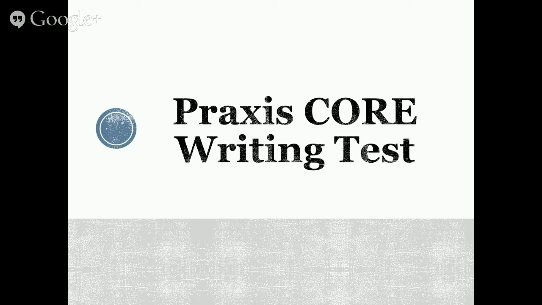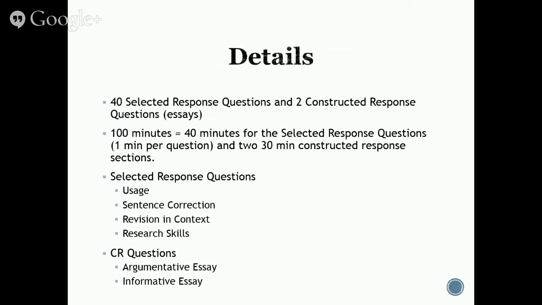So let's take a look at what makes up the writing test. The writing test, you'll have 40 selected response questions and 2 constructed response questions that will be essays. You have 100 minutes to take the entire test, and like I said, this is usually at the end. So I have seen a lot of people not pass this section because they were just exhausted by the end of the test when they got to the section. So just go ahead and, going in, prepare yourself that this is the last part.